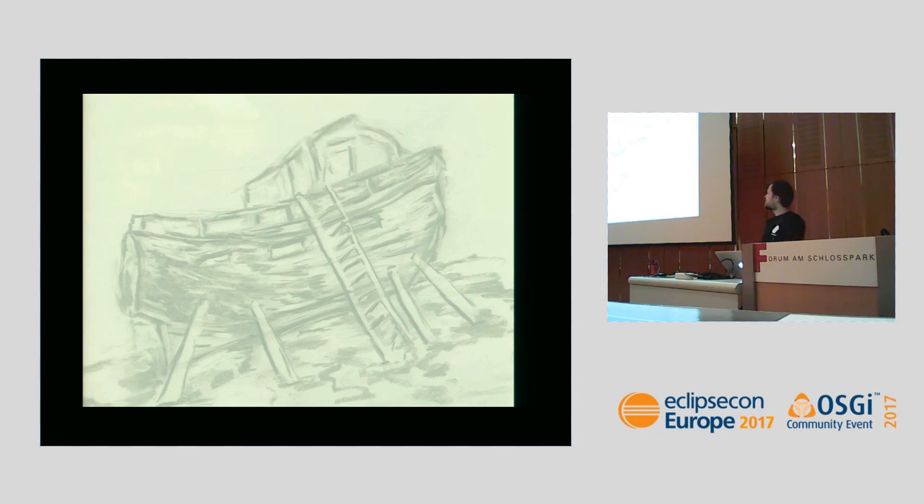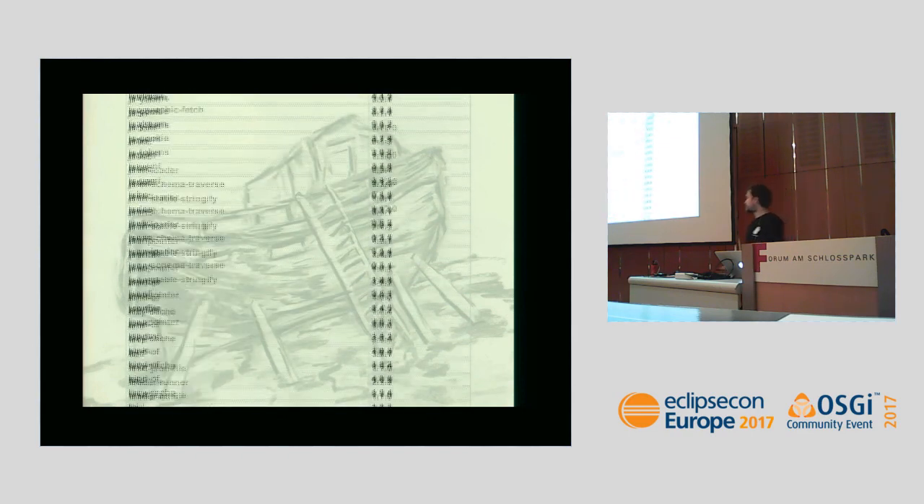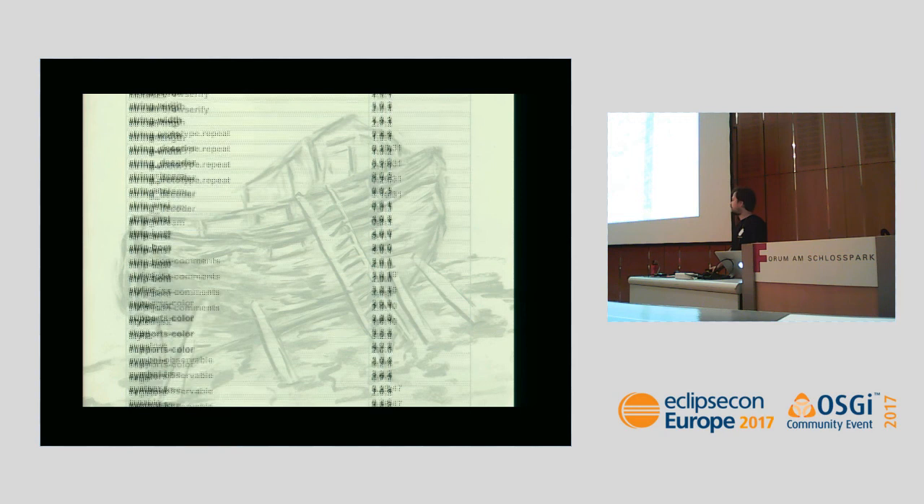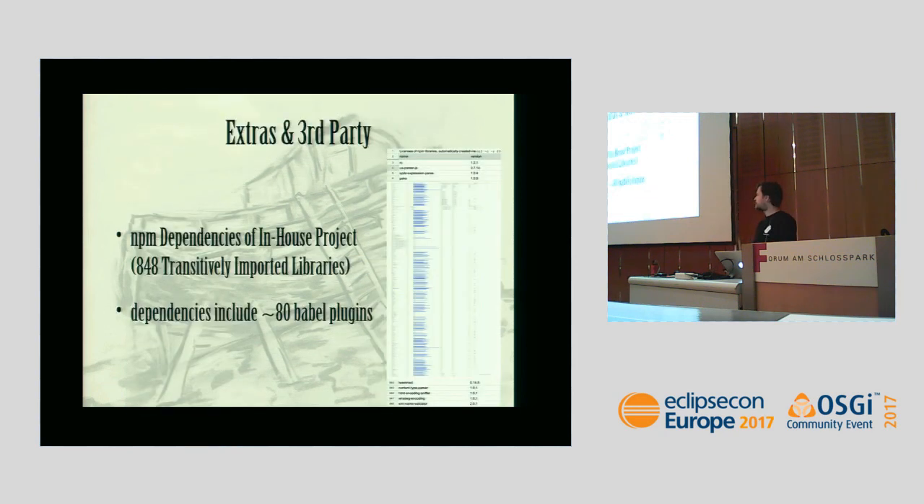For example, this is the list of the transitive NPM dependencies that Joe has in one of the projects he's working on internally in the company. This fast scroll was roughly 850 dependencies that he pulls from NPM. And what is important here, I'll use my special pointer, is the 80 plugins to Babel, and Babel is the N4JS transpiler. So he writes N4JS code, we compile this code to JavaScript.